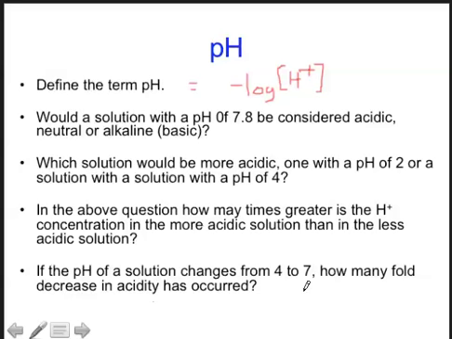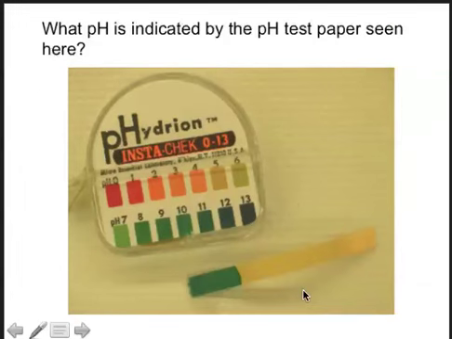Okay, next question. What is the pH indicated by the test paper seen here? So what you do, this is the part of the test paper that did not go into the solution.